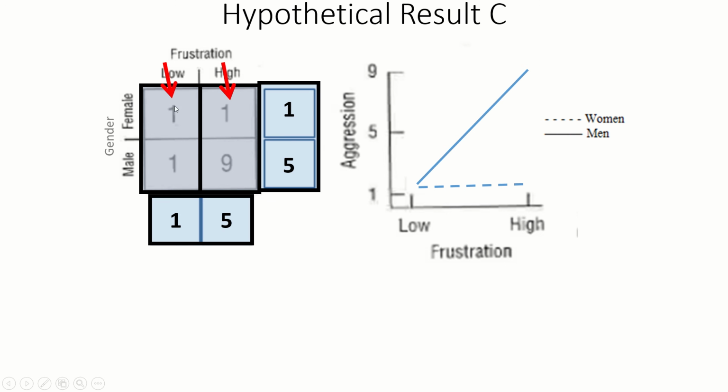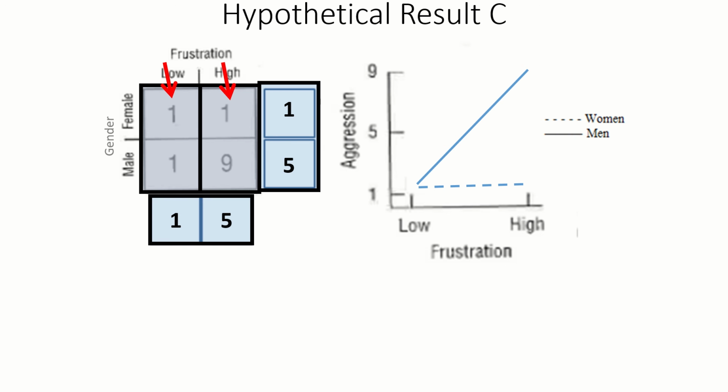So here we're looking at the effect of gender at each level of frustration. So we're looking to see if there are gender differences under low versus high frustration. So if we look under low frustration here, right, men and women both have a mean aggression score of 1, right? So there's no gender difference under low frustration.